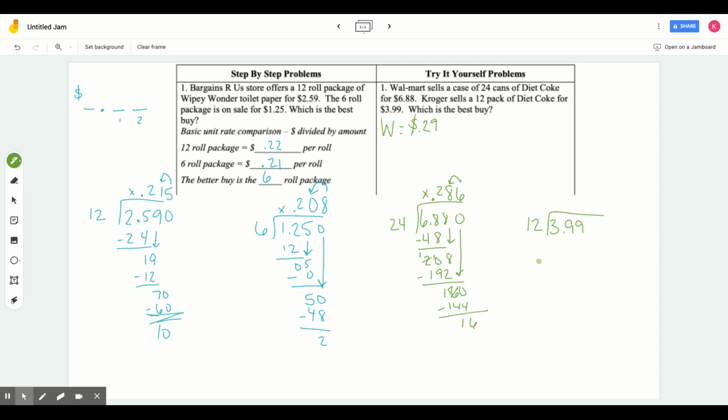Now, when we divide the Kroger cans, 12 can go into 39 3 times. 12 times 3 makes 36. 12 can go into 30 twice. So when we subtract, we get 6 left over. Rounding to the nearest penny, the 2 tells the 3 to stay the same. So the Kroger cans are about 33 cents a can. That would make the Walmart cans cheaper, the better buy, since 29 cents is less than 33 cents.